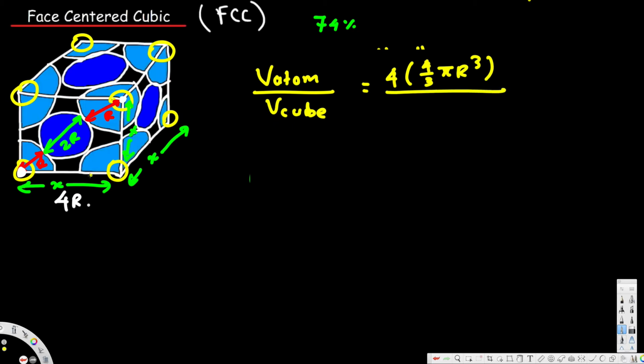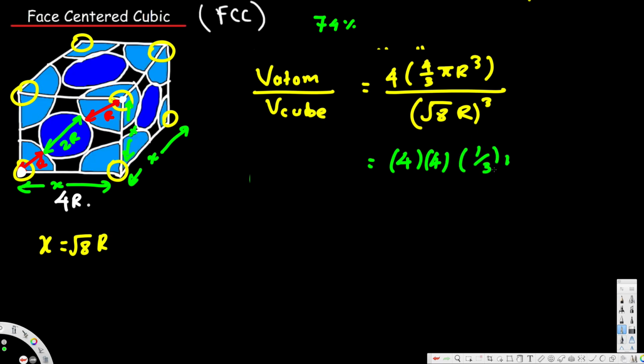And V cube, since it's a cube, the volume is going to be x³, right? And we already found out the edge length x is given by the square root of 8 times r. So we can replace this x³ with (square root of 8 r) cubed. Let's try to write this in a better way. We can write this as 4 times 4, and I'm separating this 4/3 as 4 times 1/3 times π r³, divided by the square root of 8 cubed.